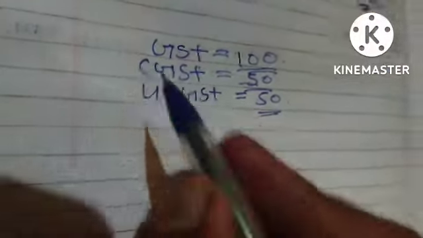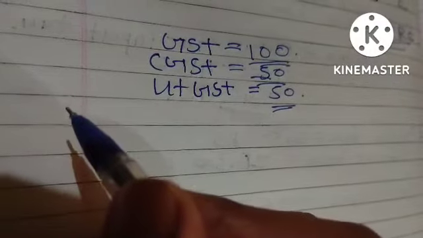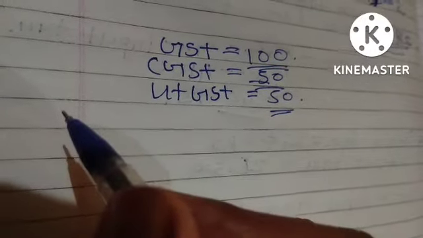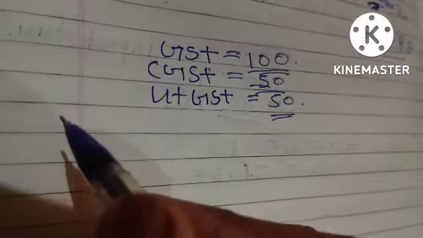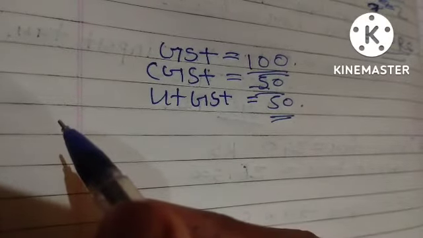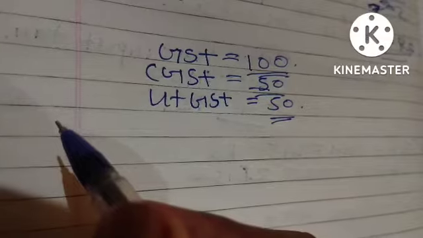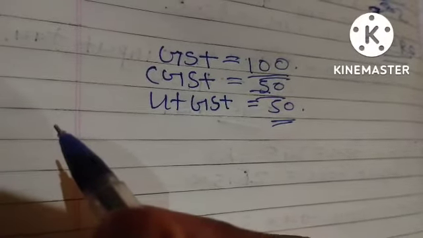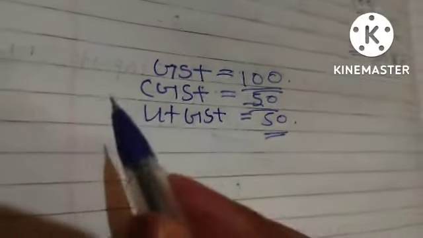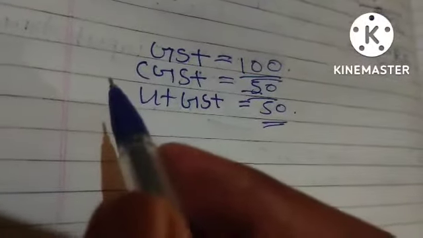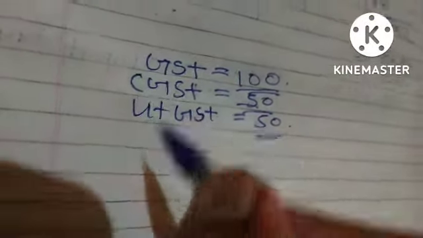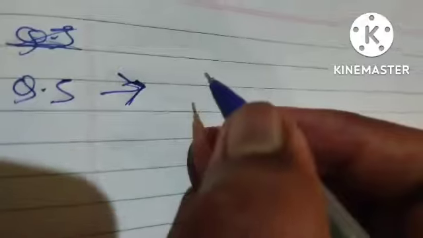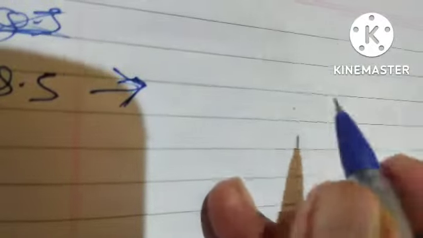Question number 5. Beauty products paid 18% GST on cosmetics worth 6,000 and sold to a customer for 10,000 rupees. What are the amounts of CGST and SGST shown in the tax invoice issued? Here, beauty products paid 18% GST on cosmetics. So first of all, let's write here the question number 5.